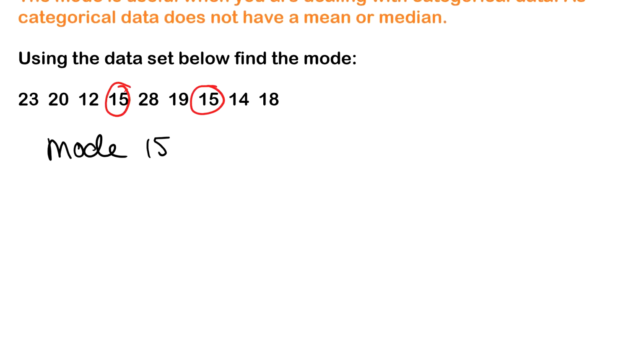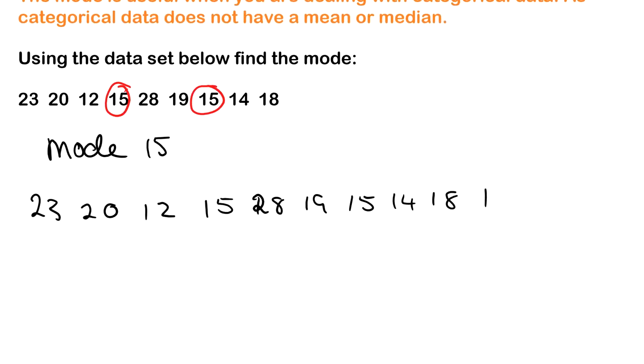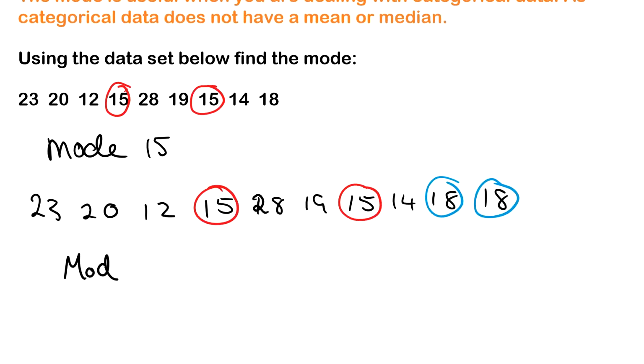Now, what happens if I had that number set again, except this time I have another 18 at the end. So we have 2 15s and we also have 2 18s. So our mode is 15 and 18.